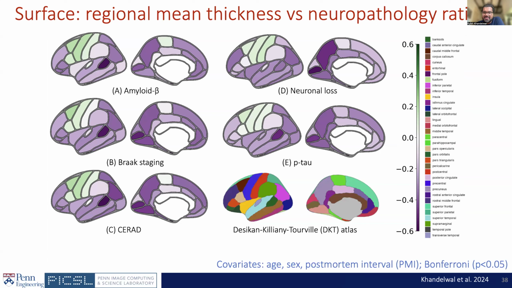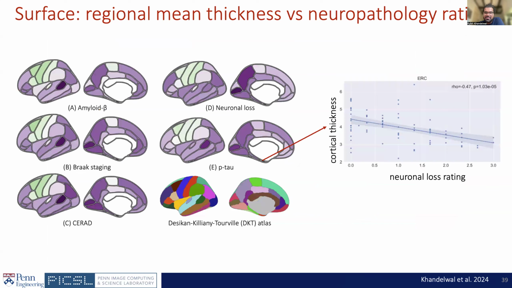We computed the Spearman correlation between mean regional thickness and neuropathological ratings in native subject space resolution across all the subjects. In dark purple, we observed significant negative correlations with global ratings of amyloid beta, Braak staging, CERAD, and semi-quantitative ratings of tau pathology and neuronal loss. In particular, significant correlations were obtained in the entorhinal, parahippocampal, medial orbitofrontal, temporal pole, inferior temporal and parietal lobes, regions implicated in Alzheimer's and related dementias.